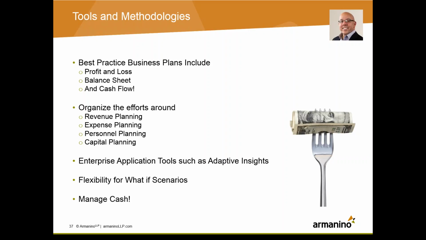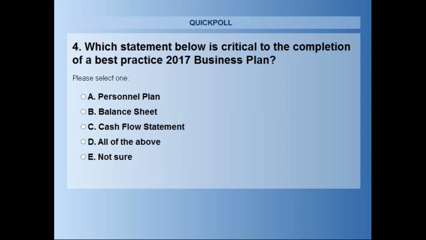Okay, sorry. Nope, all good. All right, we'll just quickly launch this one and then we'll let Scott wrap it up. So last of the polling questions: which statement below is critical to the completion of a best practice 2017 business plan? It is a good thing that David went over that slide. Is it A, personnel plan, B, balance sheet, C, cash flow statement, D, all of the above, or E, not sure? Make sure you get those answers in.